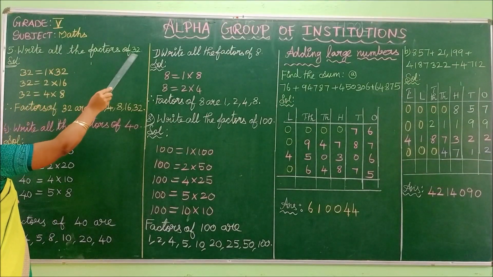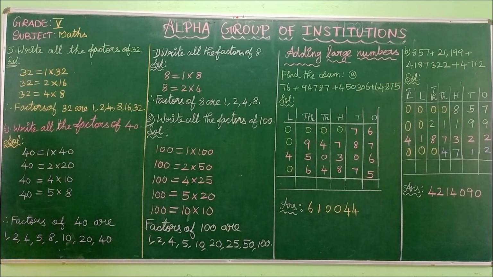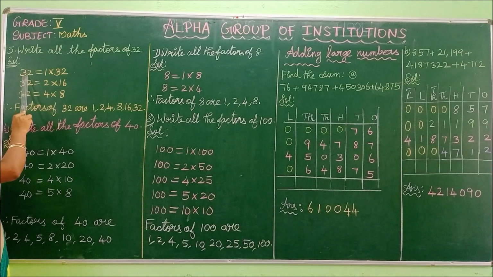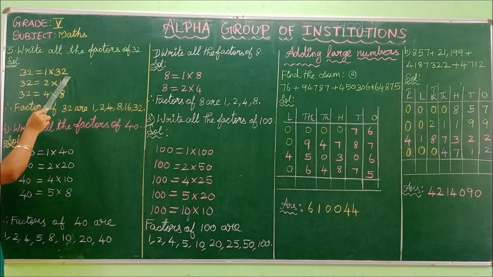Write all the factors of 32. That is, you have to find all the factors of 32. So what is the first step? You have to write 32 as the multiple of 1. So 32 equal to 1 into 32.